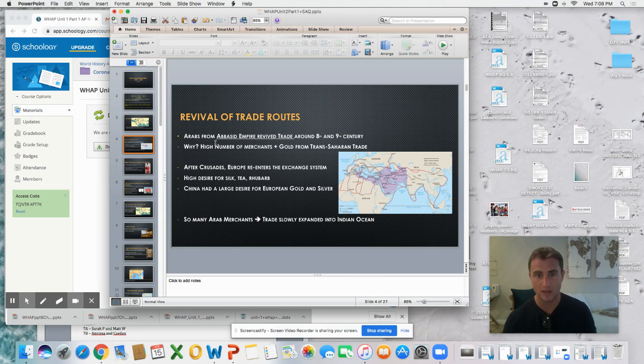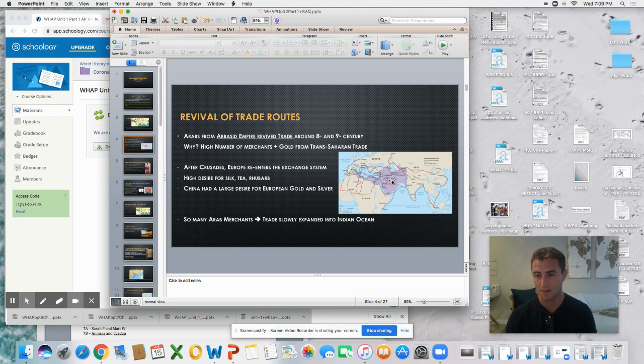Now we have Europe re-entering the exchange system after the Crusades. Everybody wants goods from China. We have desired goods all throughout these trade networks. We have desired goods all the way over in Western Africa. We have desired goods all the way over in East Asia. So lots of goods anywhere you go. And we're going to find that in order to get those highly desired goods, each region is going to specialize in goods that the other regions don't have.